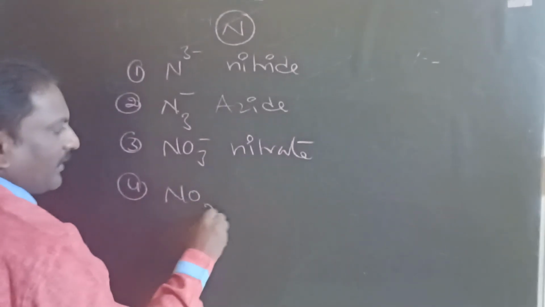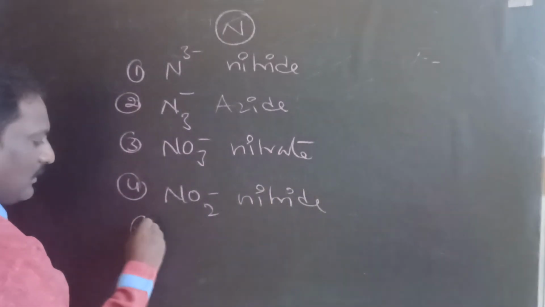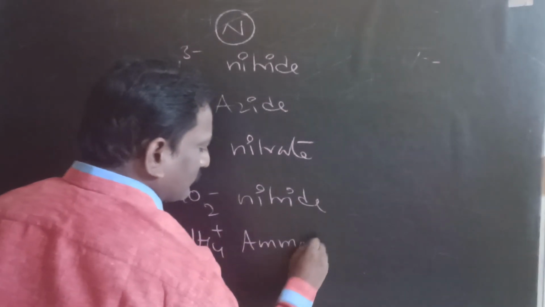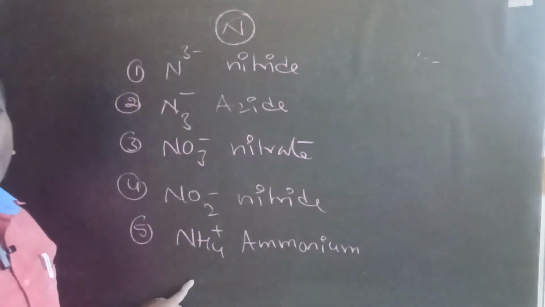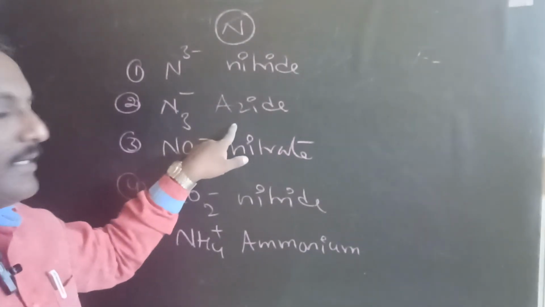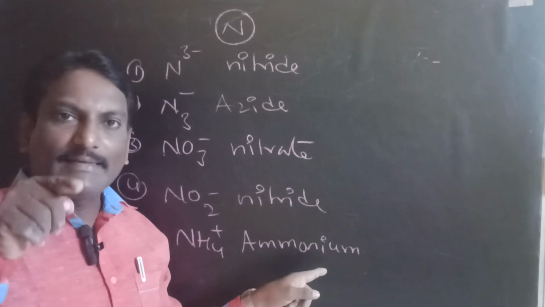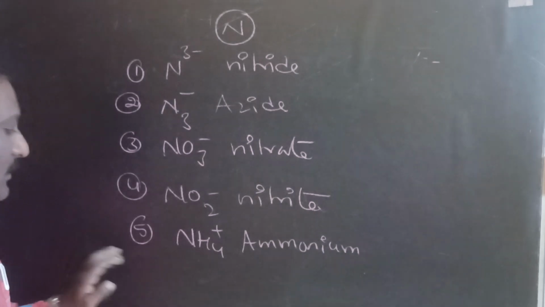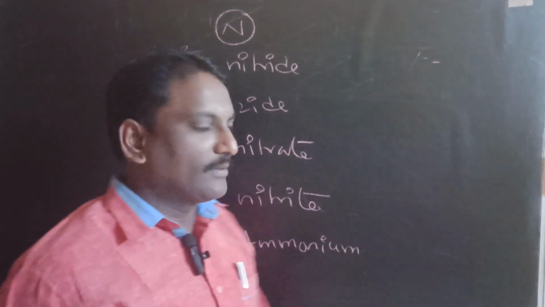NO3 minus nitrate ion, NO2 minus nitrite ion. And next one, NH4 plus, ammonium ion. So these are the ions based on nitrogen: nitride ion N3 minus, azide ion, NO3 minus nitrate ion, NO2 minus nitrite ion, NH4 plus ammonium ion. These are the ions based on nitrogen.